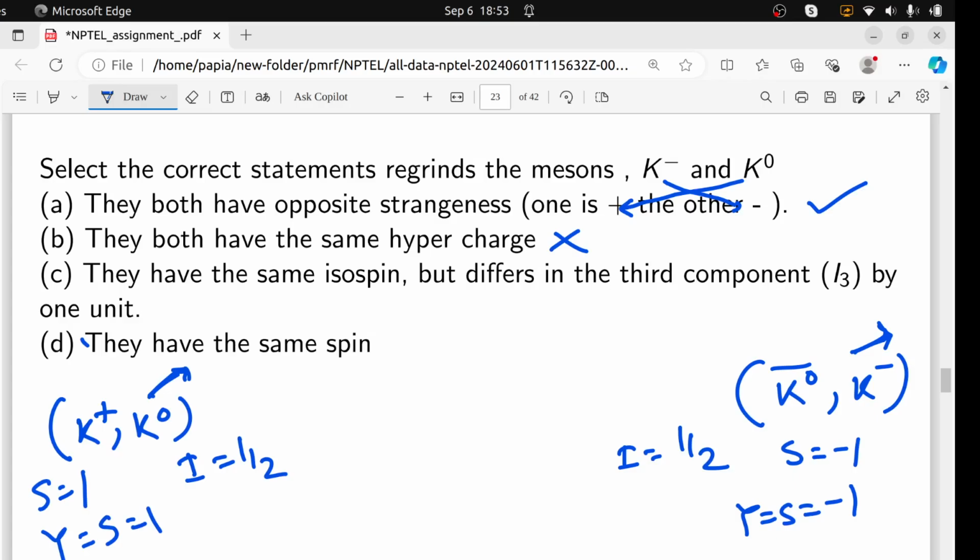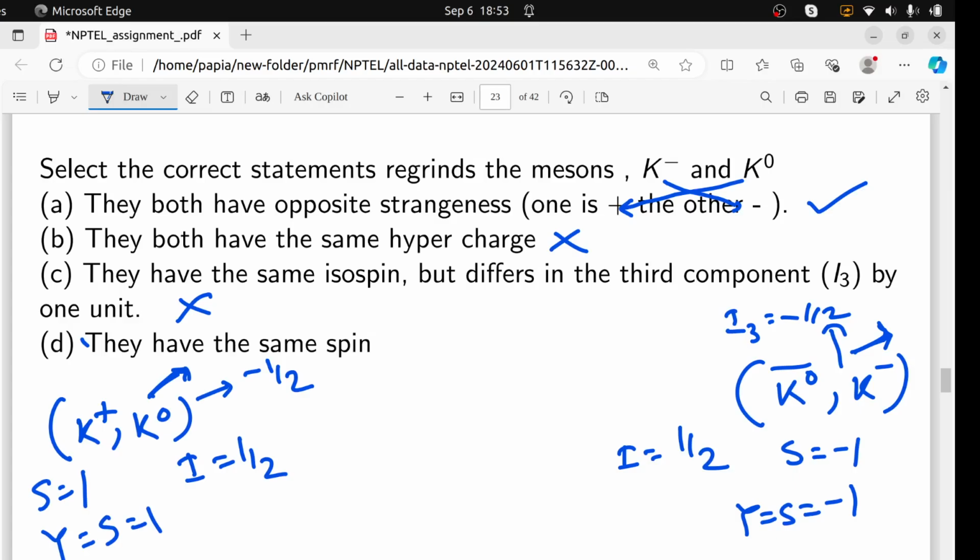Now let's check what is the I3 value for K0. I3 value for K0 is minus half. I3 value for K minus is minus half. So this is not a correct statement, that it differs only in the third component by 1 unit. Obviously it does not differ by 1 unit, this is the same I3 value. So K0 and K minus both have the same I3 value, which is minus half.